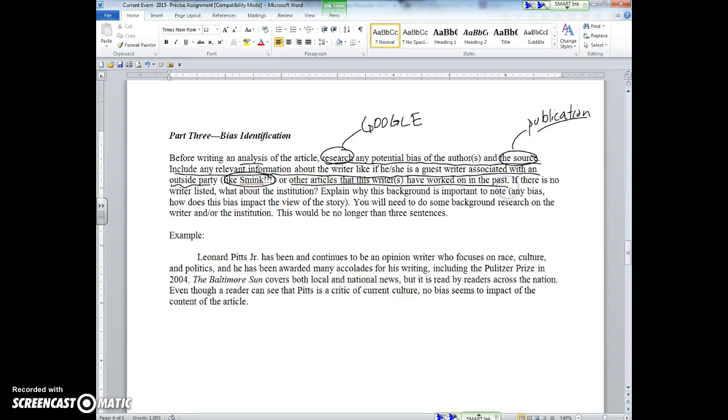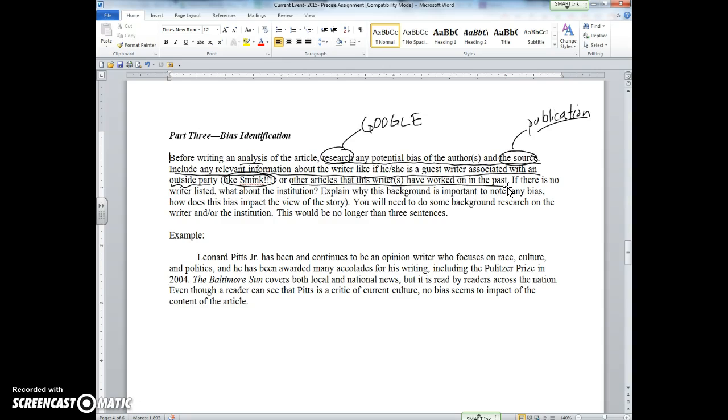Also, if it's not someone that's a guest writer, the journalist will have other articles that he or she has worked on in the past. So for example, if I'm reading an article about a prosthetic arm that's a breakthrough, then I should probably look at this writer. Has he or she written on other technology sources? If he or she hasn't, then I might be concerned that he or she might not have the background, because a lot of this is very specific knowledge.